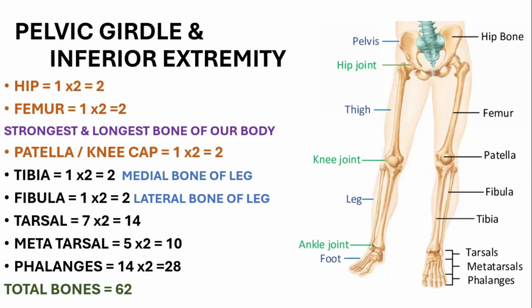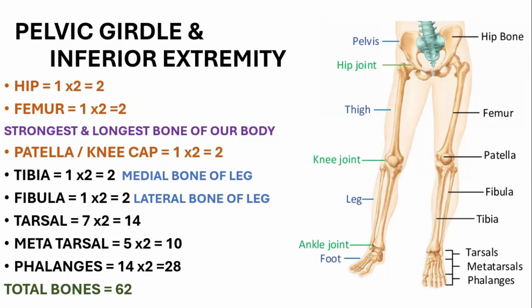Next, from the hip joint to the knee joint, this region is known as the thigh region. In the thigh region, we have only one bone. Same as the brachium part, where we have the humerus, here we have the femur. And then from the knee joint to the ankle joint, we have two bones.